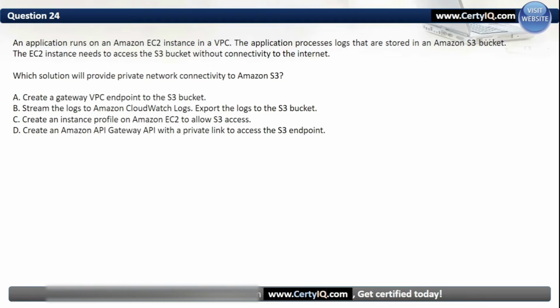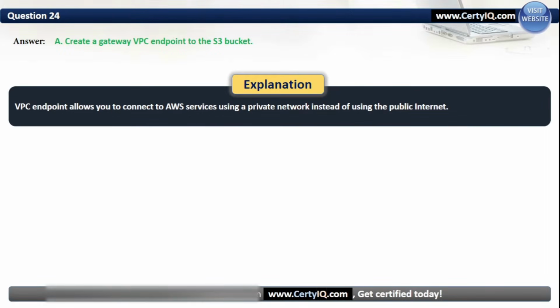The correct option is A. Create a gateway VPC endpoint to the S3 bucket. A VPC endpoint allows you to connect to AWS services using a private network instead of using the public internet.